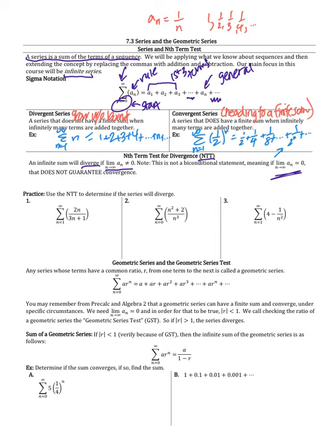So let's look at this first practice problem, number 1. The sum from n equals 1 to infinity of 2n over the quantity 3n plus 1. What we're going to do is take the limit of the rule. So the limit as n approaches infinity of 2n over 3n plus 1. This is a pretty basic limit problem, right?